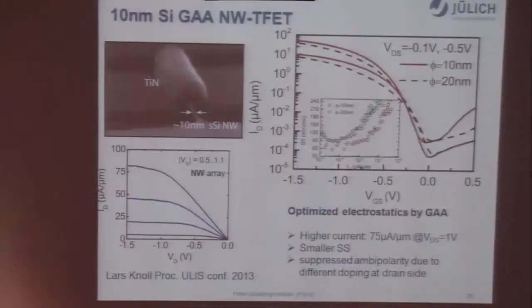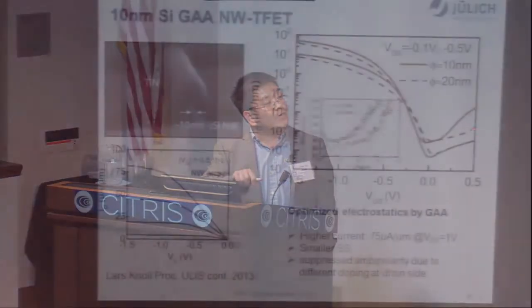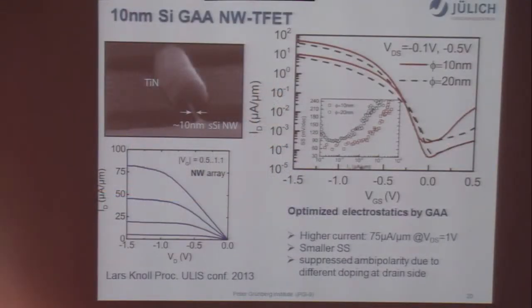You see here the 10 nanometer device's subthreshold swing is very close to 60 millivolts per decade. And also in this process, we do a lower doping level at the drain side, so we can suppress the bipolar behavior you see here. And if you look at the output characteristics of the 10 nanometer nanowire transistor, you see here the current is really high. If we move to VDD of 1 volt, then we can get around 75 microamps per micrometer.